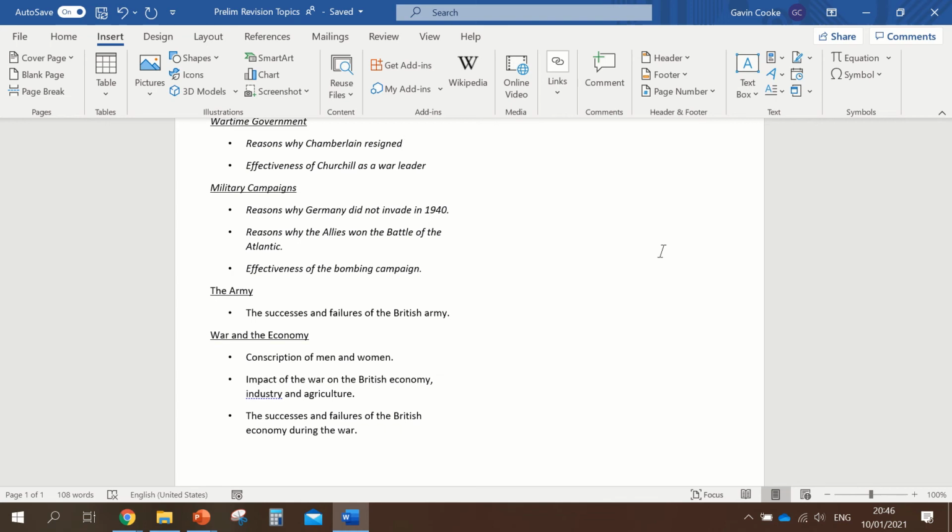Then there's the separate section on the British Army itself. And finally, the thing that we looked at when we were last in class, which is the British economy. So conscription, the impact of the war on the economy, industry and agriculture, and the extent to which the British economy did well or did not do well during the war. So that's what we're going to go over.